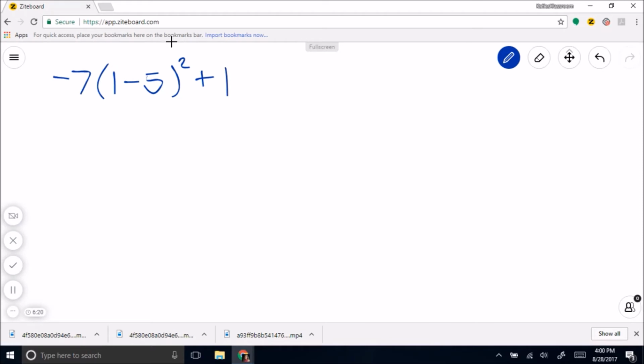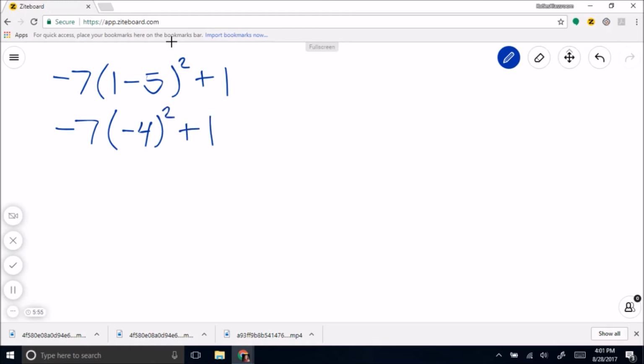Here is example number 2. I have parentheses in this problem where there is an actual math problem inside the parentheses. So I'm going to do 1 minus 5 first. I'm going to go ahead and keep that negative 7 times 1 minus 5 is negative 4. Again, be very conscious of the fact that I only had 1 and I had to take away 5. So that gave me negative 4 squared plus 1.